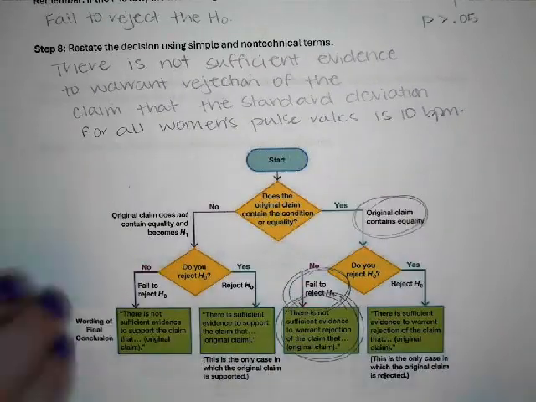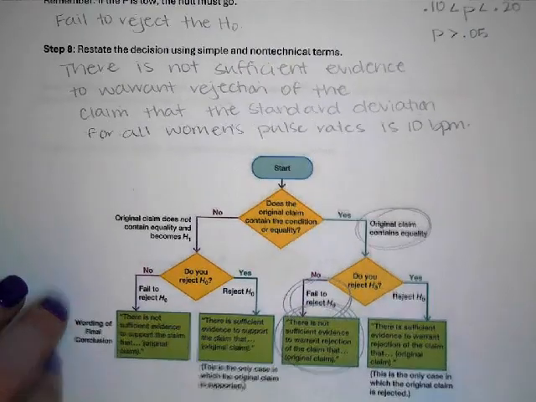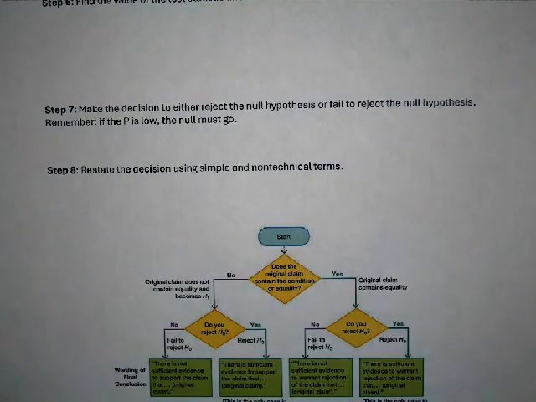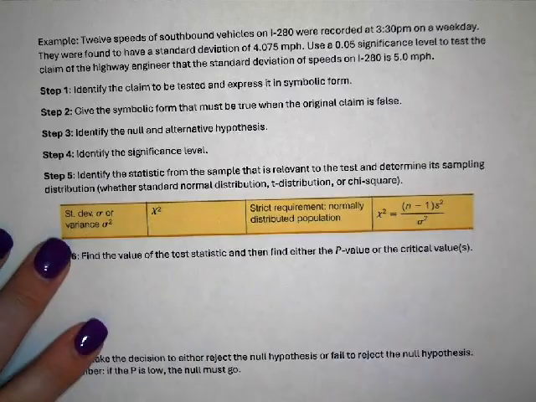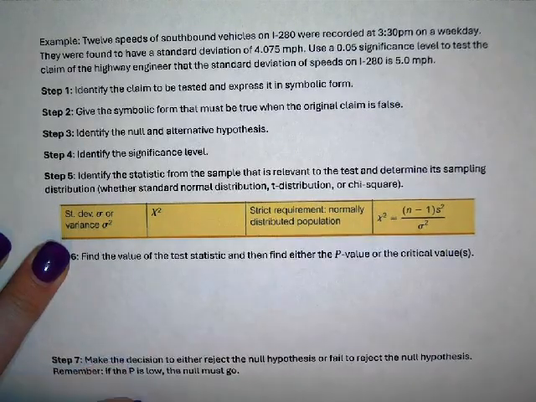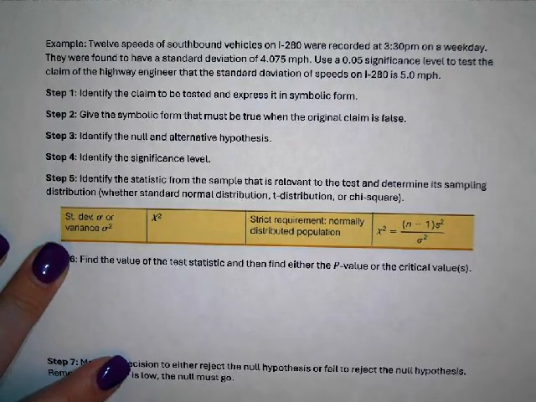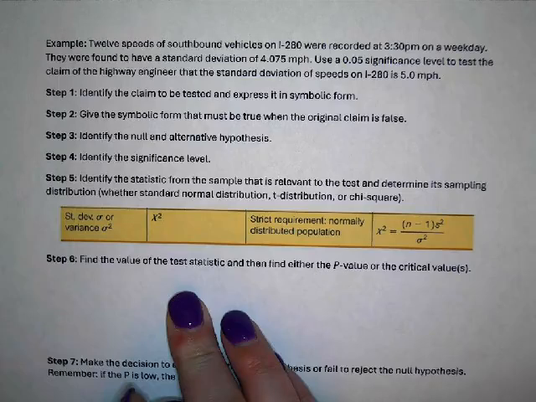All right, last example. 12 speeds of southbound vehicles on I-280 were recorded at 3:30 p.m. on a weekday. They were found to have a standard deviation of 4.075 miles per hour. Use a 0.05 significance level to test the claim of the highway engineer that the standard deviation of speeds on I-280 is 5 miles per hour.